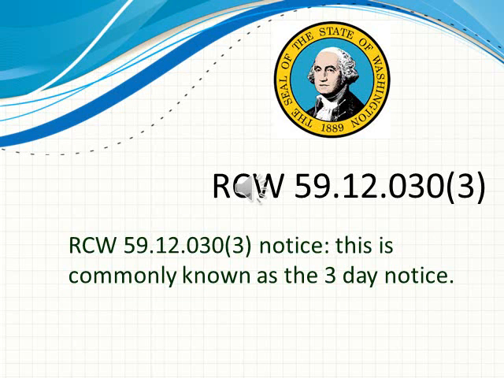Under RCW 59.12.030, paragraph 3, the tenant is in unlawful detainer if the tenant fails to vacate 3 days after service of a notice to pay rent or vacate the premises. This is the most common type of eviction. There are many pitfalls facing the attorney or landlord in this type of eviction action.